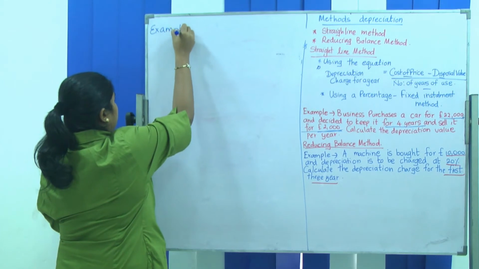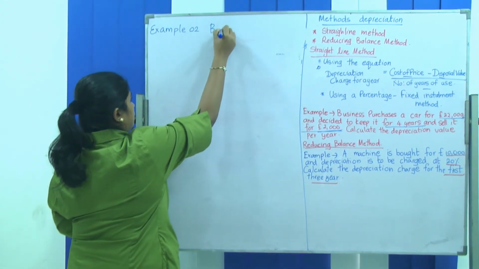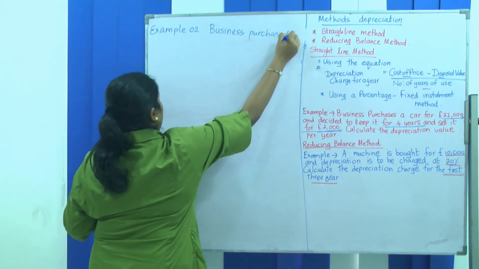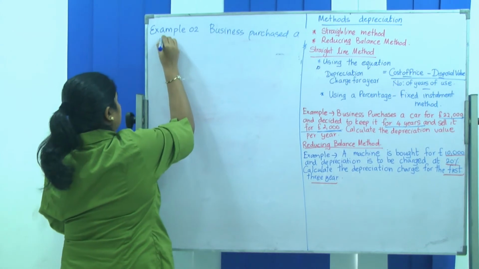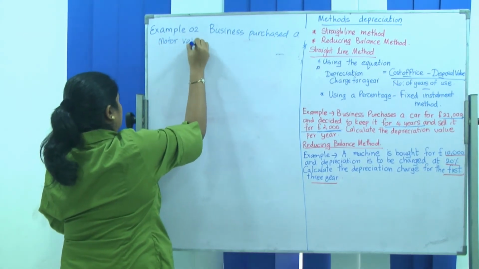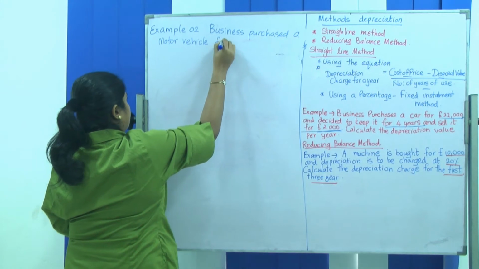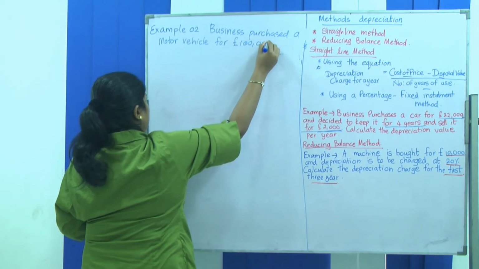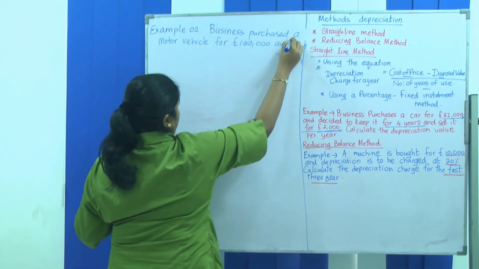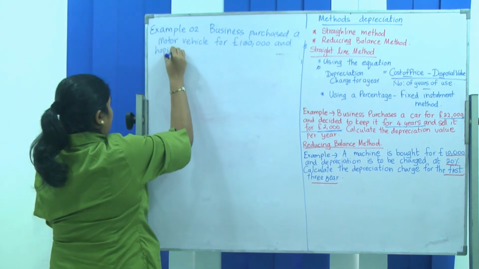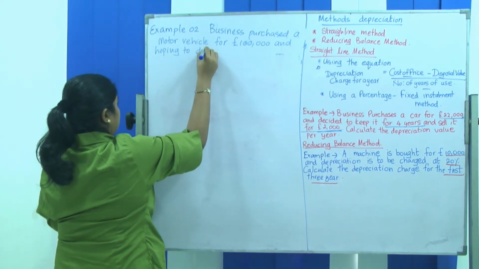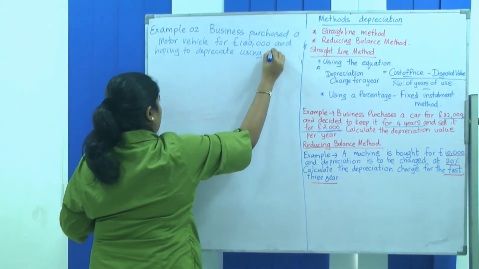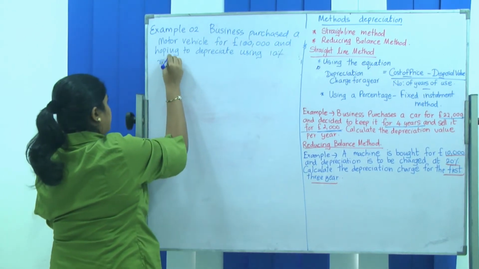Example number 2. A business purchased a motor vehicle for £100,000, hoping to depreciate using the 10% reducing balance method.